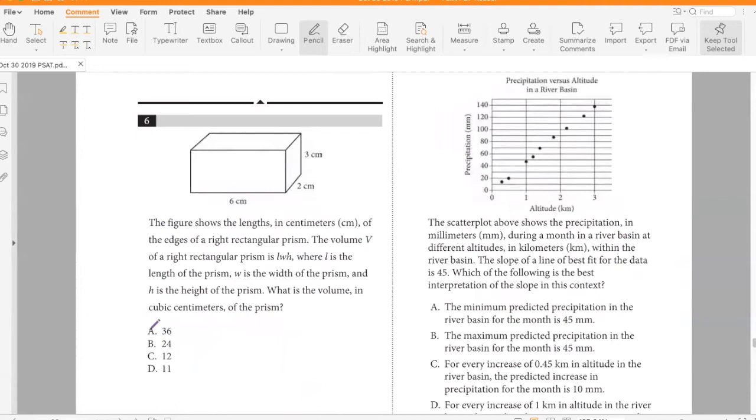The figure shows the lengths in centimeters of the edges of a right rectangular prism. The volume of a prism is LWH, where L is the length, W is the width, and H is the height. What is the volume of the prism? So 6 into 2 into 3, which is 36.